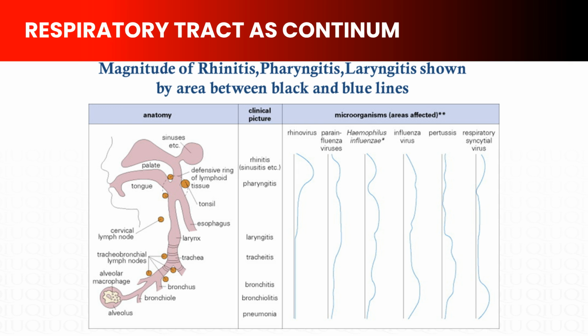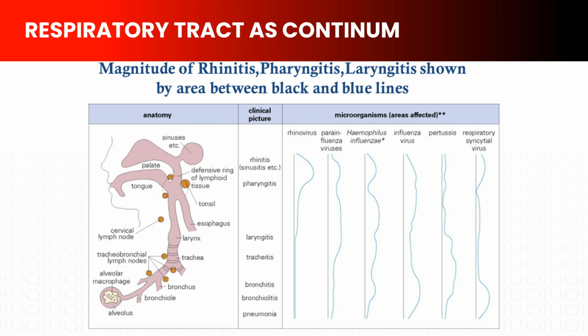This continuity explains several clinical observations. For example, a simple viral rhinitis or common cold can progress to involve the pharynx, causing pharyngitis. The infection can then descend to cause laryngitis or tracheitis. In severe cases, particularly in children or immunocompromised individuals, the infection can progress to bronchitis or even pneumonia.